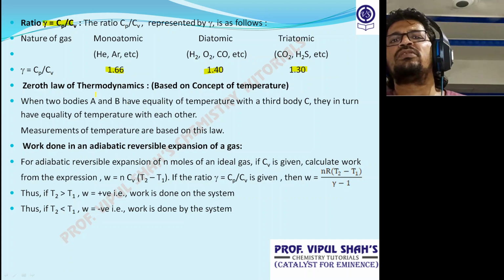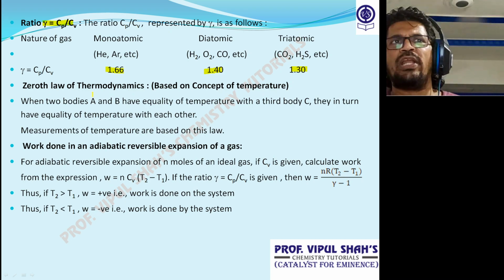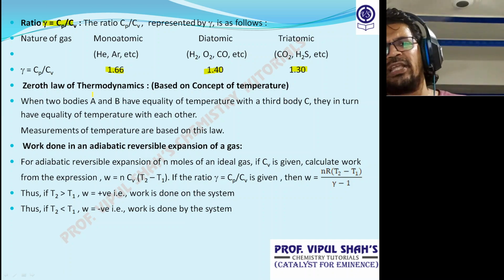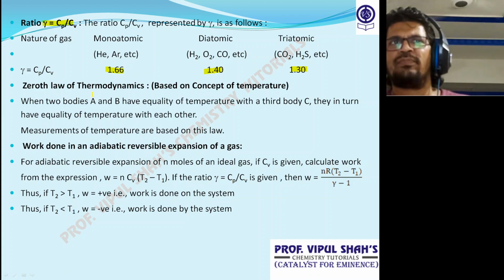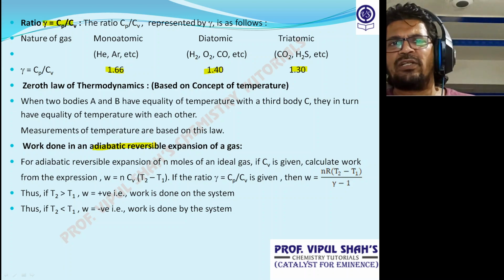And last comes the zeroth law, that is, when two bodies are in thermal equilibrium with a third body, then they are in equilibrium with each other too. That's one. Then we have the expression for adiabatic reversible expansion. These are the add-on formulas which will be mainly helpful with respect to the JEE part.